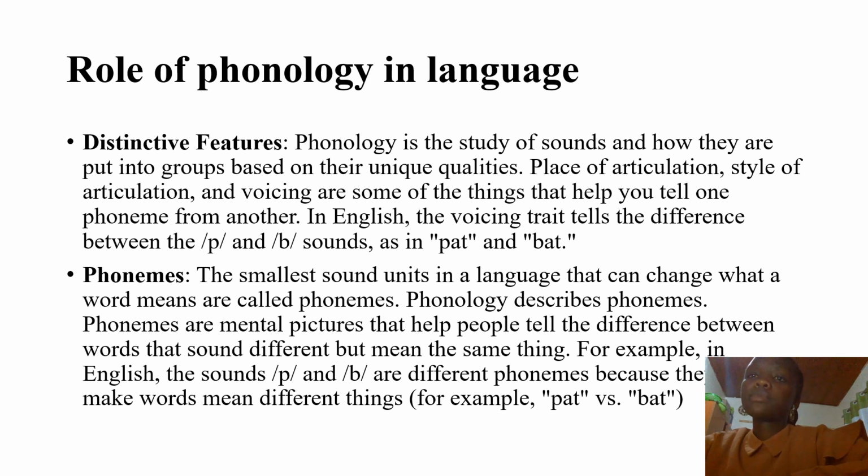Secondly, we have phonemes. The smallest sound units in a language that can change what a word means are called phonemes. Phonology describes phonemes as mental pictures that can help people tell the difference between words that sound different but mean different things. For example, in English, the sounds pa and ba are different phonemes because they make words mean different things. Example, part versus bat. Part is something else and bat is an animal.